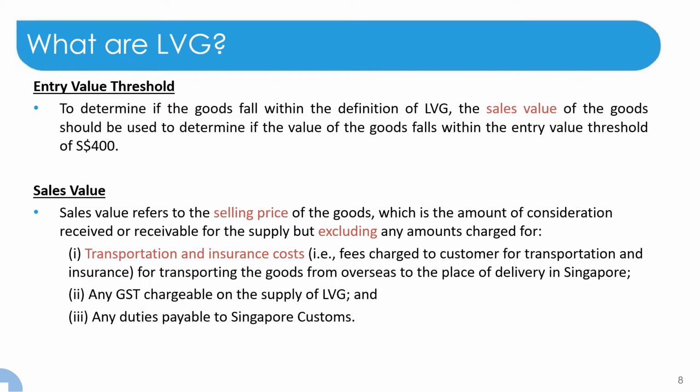To determine if the goods fall within the definition of LVG, we look at the sales value of the goods to determine if the value of the goods falls within the entry value threshold of $400. Sales value refers to the selling price of the goods, which is the amount of consideration received or receivable for the supply, but excluding any amounts charged for transportation and insurance costs, any GST chargeable on the supply of LVG, and any duties payable to Singapore Customs.